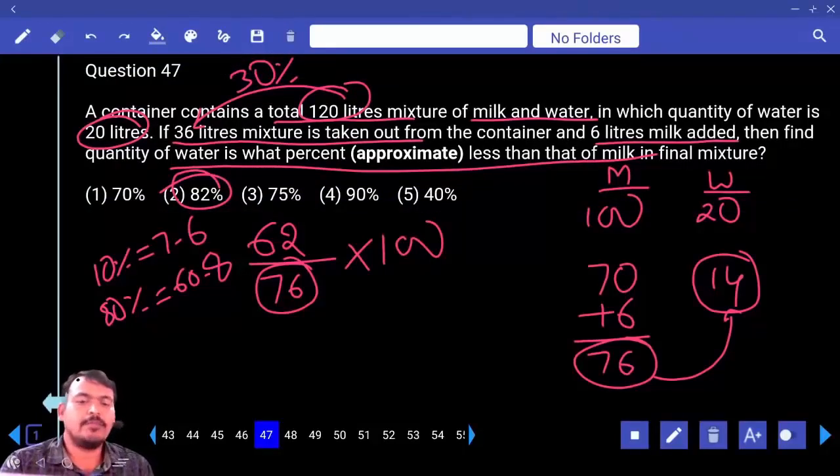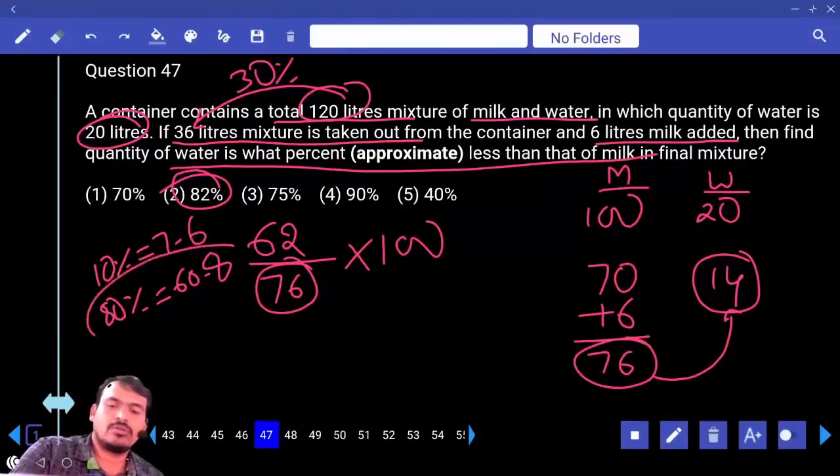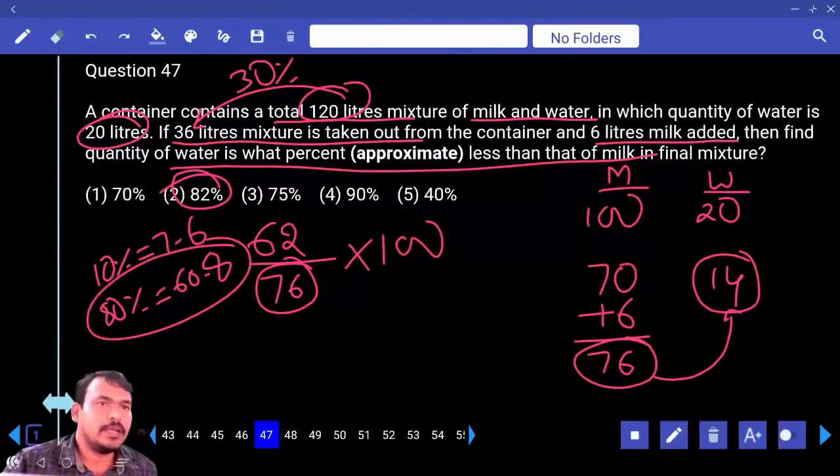10% is 7.6, 80% value is 60.8. It is closer to which one? 80%. Which option is the closer value in the options? 82.